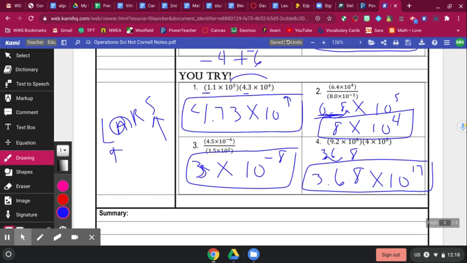Don't forget your summary and at least one question.